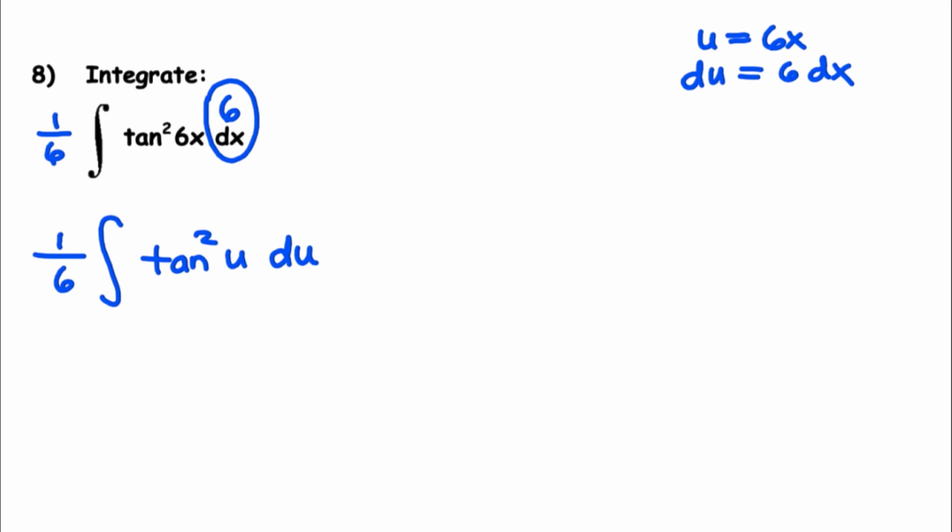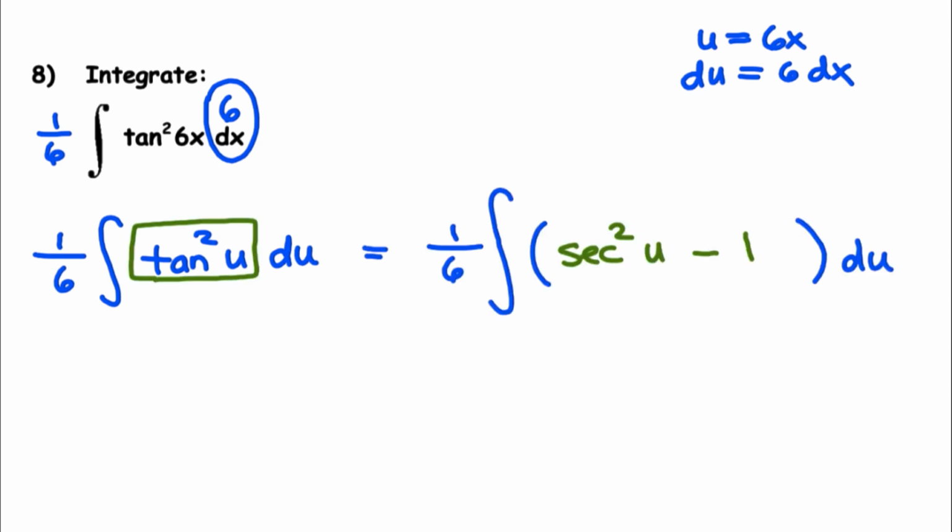What will work is another Pythagorean identity. You may remember from the golden sheet of trig that tangent squared plus 1 is secant squared. So going backwards from that, secant squared minus 1 takes you back to tangent squared. And since secant squared minus 1 is tangent squared, I'm going to change this into secant squared minus 1 instead. All right, now we can integrate.